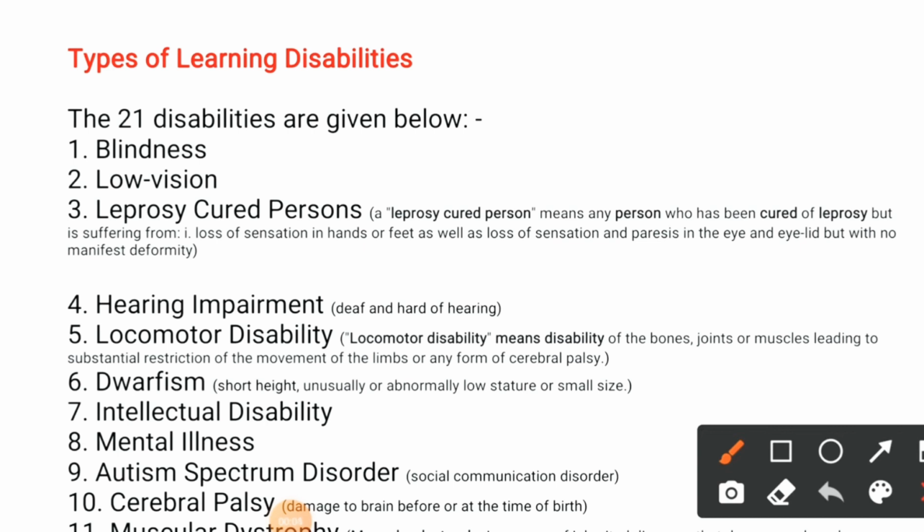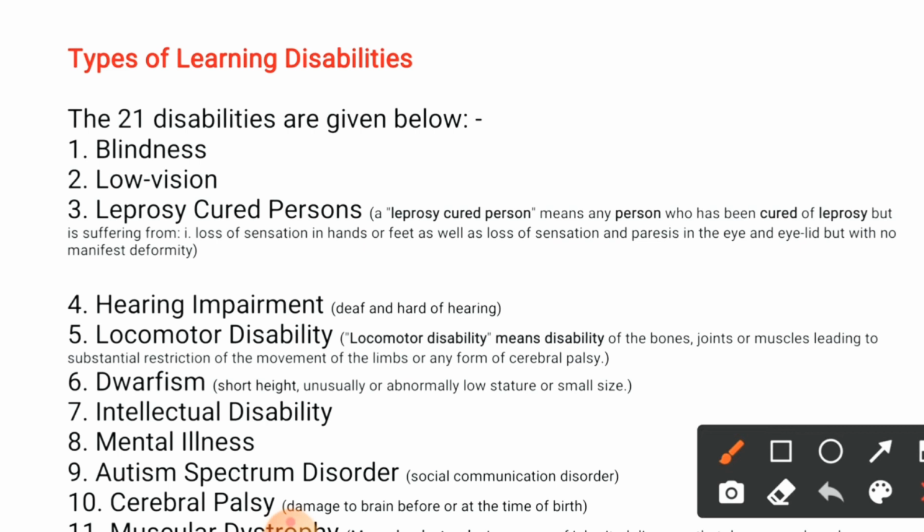In today's video we are going to discuss the types of learning disabilities, what kind of disabilities children have when they come especially from rural backgrounds, right? Questions related to these disorders have been asked in previous examinations and will be asked in future examinations also.